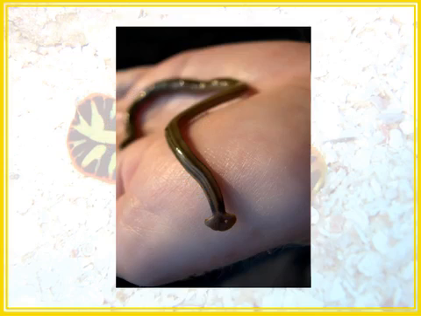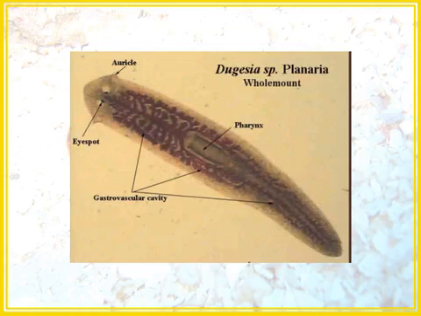This is an example of a platyhelminth, or a flatworm, that's their common name, that lives on land in the soil. This is an example of a flatworm that lives in freshwater. It's called Planaria, and it's probably the most popular example of a flatworm.